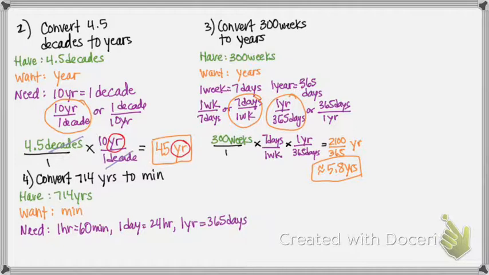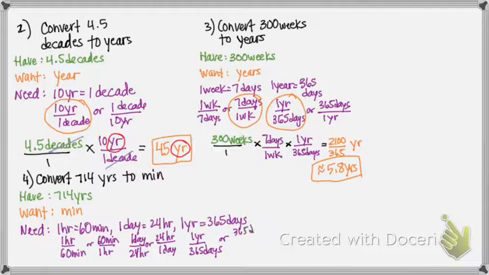Okay, so again, I can either put the hour on top and the minutes on the bottom, or the other way around, 60 minutes on top and 1 hour on the bottom. And then I could either do 1 day over 24 hours or 24 hours over 1 day. And then the last, I would have 1 year over 365 days, or 365 days over 1 year. Okay, let's see what we do.